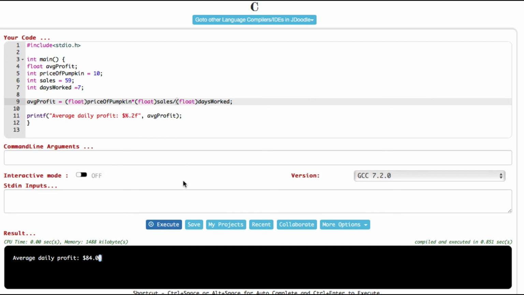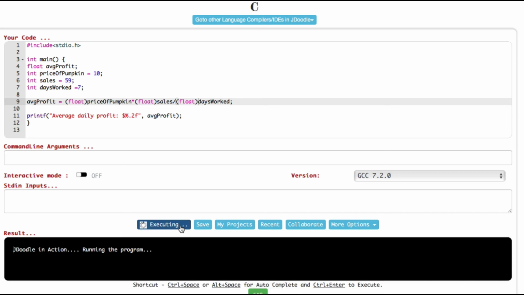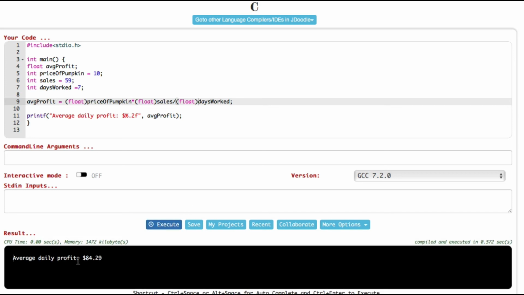Now if we execute this one, that's going to give us the answer as a float because we have converted everything into float. Now let's go ahead and execute. Now here you can see average daily profit is $84.29. But before we didn't have that because we didn't do typecasting. But you can always specify everything as a float data type and do this. But here I'm trying to show you what typecasting is. That's why I have combined floats and integers together and showed you how you can change everything into float or integer. You can do the same thing for integer.